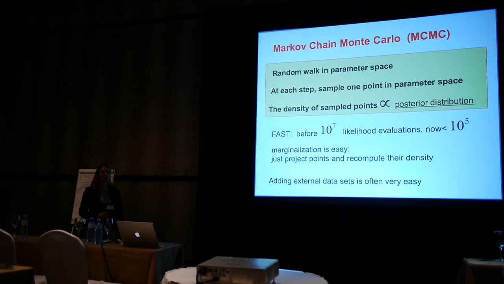Marginalization is also easy, because before, marginalization meant doing integrals, and doing integrals is always complicated. But in this case, since you're doing a Monte Carlo integration, marginalization is just projecting your points and recomputing their density. You don't need to do a complicated multidimensional integral. And adding external data sets is often very easy, and it goes again through importance sampling. We'll see that in a minute.